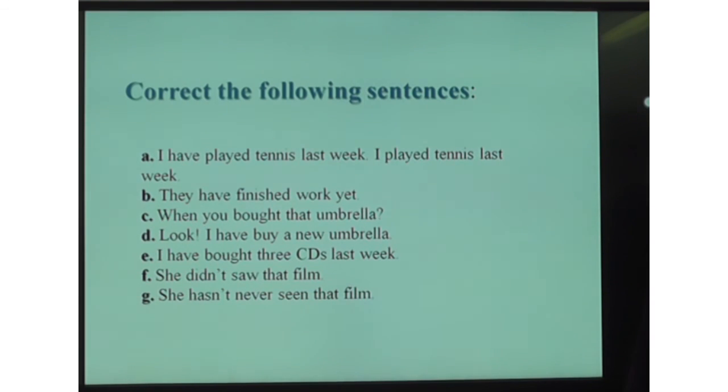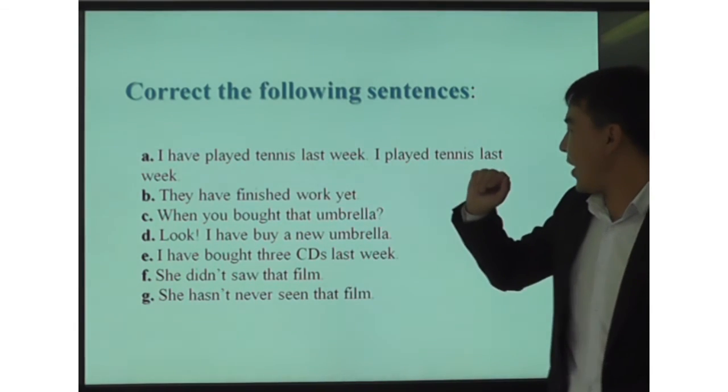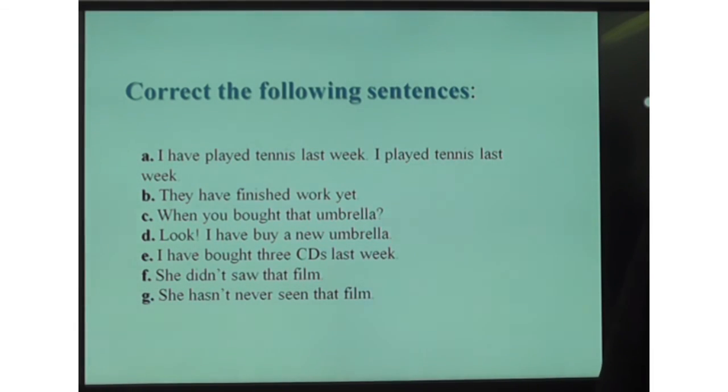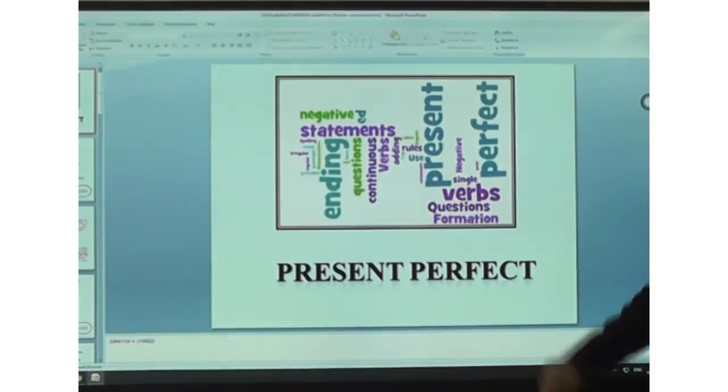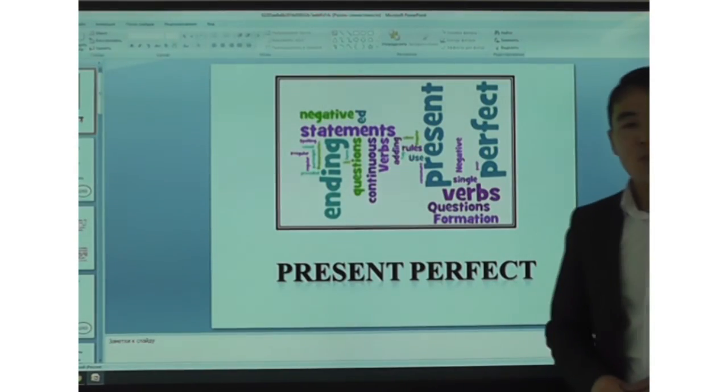Correct the following sentence. For example, I have played tennis last week, and the correct one: I played tennis last week. Do the exercise. Therefore, thank you so much, students.